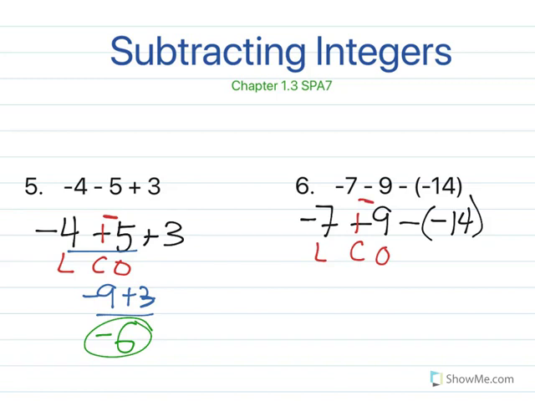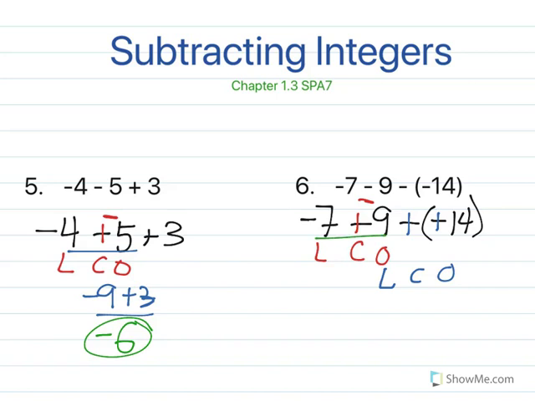Now watch what I do next. I'm going to do the same thing again. I have another subtraction problem, so I'm going to leave, change, opposite. So I'm going to leave the -9. I'm going to change subtraction to addition, and then I'm going to change the -14 to its opposite, which is +14. Now I can begin adding across.